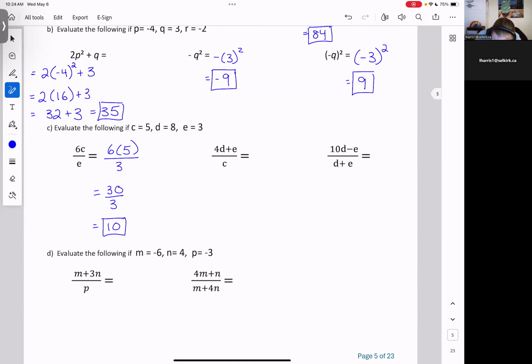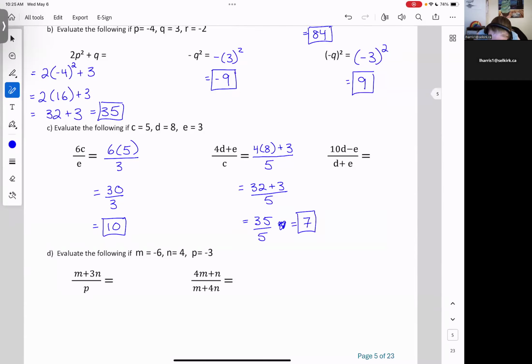Next one, we have 4 times d, which is 8, plus e, which is 3, and that's being divided by c, which is 5. So we're going to evaluate above and below the bar. Above the bar, first we do our multiplication, which would give us 32 plus 3 over 5. Now we can do our addition to get 35 over 5, and that simplifies to 7.